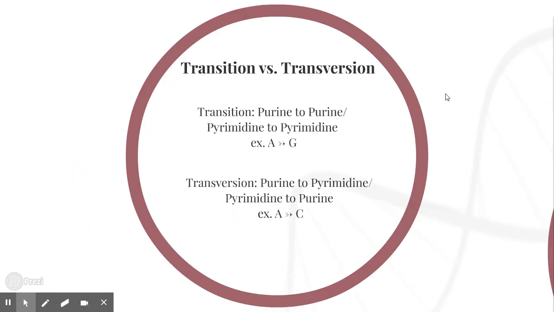There are two different types of point mutations: transitions and transversions. A transition is when a purine is changed into a purine or a pyrimidine is changed into a pyrimidine. A transversion is when there's an interchange between a purine and a pyrimidine.